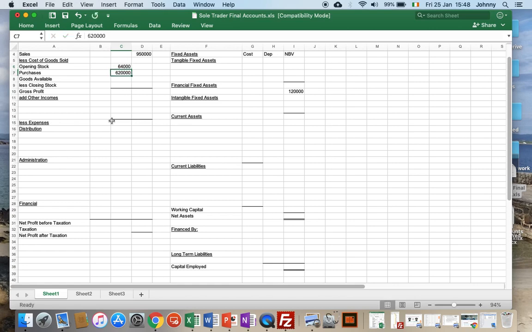Rent, so rent we notice is in the credit column, so that means it's an income, not an expense, so I'll put that in here in other incomes. I'm just going to call it rent received, just to distinguish it from any other type of rent. Showroom expenses, that's an expense and that's distribution. Carriage out, so that's delivering goods, so that's also a distribution expense.